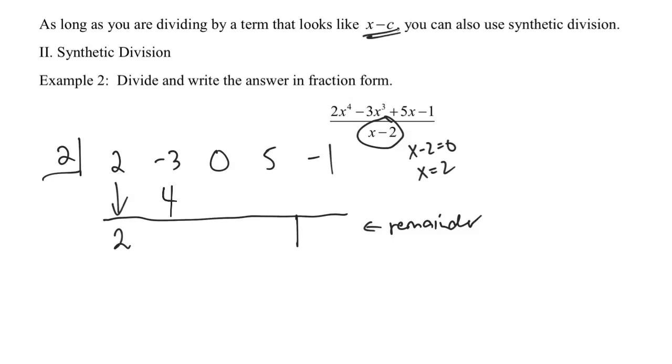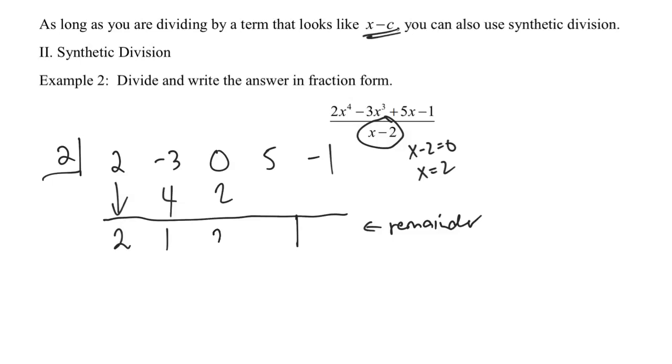And so negative 3 plus 4 is going to give me 1. And now I'm going to repeat the process. The only thing I'm never going to do again is just drop a number straight down like I did to start this whole thing. So here now I'm going to take 1, I'm going to multiply it by 2, and that's going to give me 2.